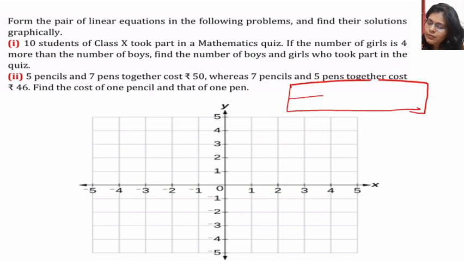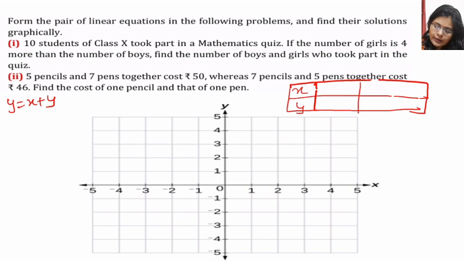X and y. X, when it is... what equations have we made? y equal to x plus 4, and the second one is y equal to 10 minus x. First equation is this and second equation is this.